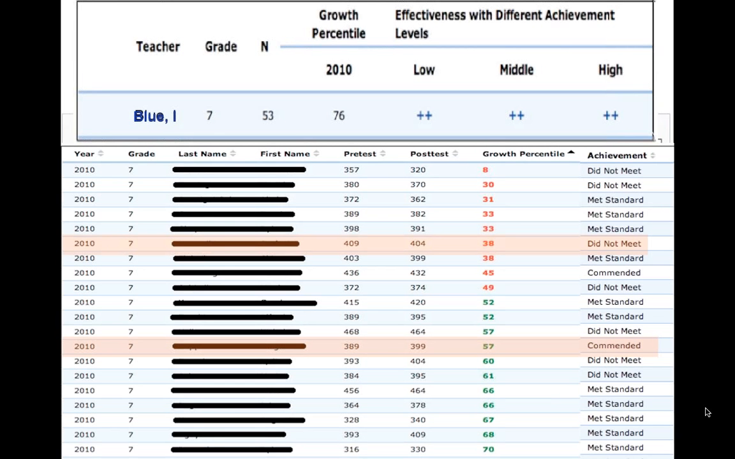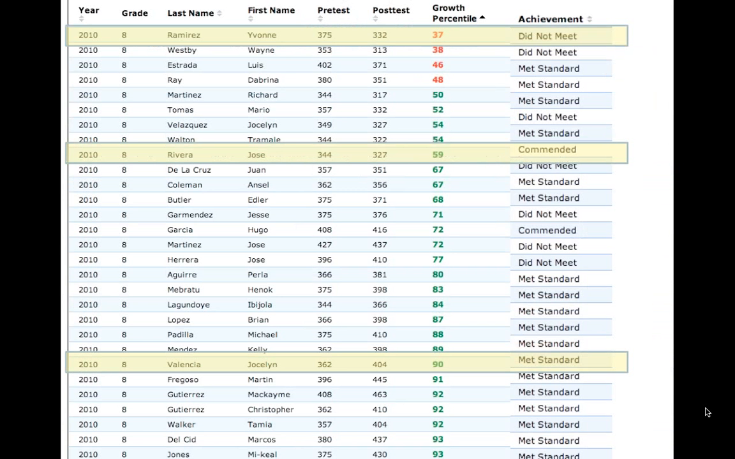Now, I've highlighted 2 students. Take a moment and see if you can describe their growth and achievement in one sentence. The first student did not meet standards, so this would be a low achieving student who also is a low growing student. He only grew at the 38th growth percentile. The second highlighted student achieved commended performance and grew better than average, 57 SGP. So we'd classify this kid as high growing and high achieving.